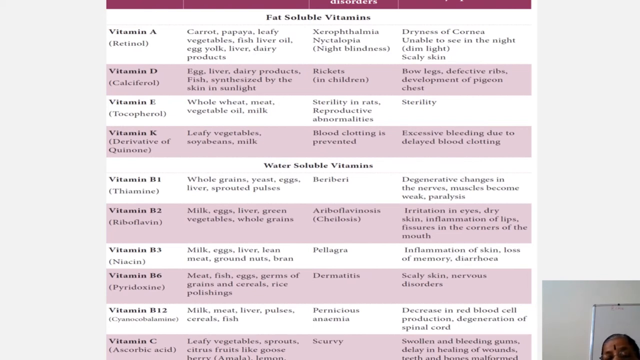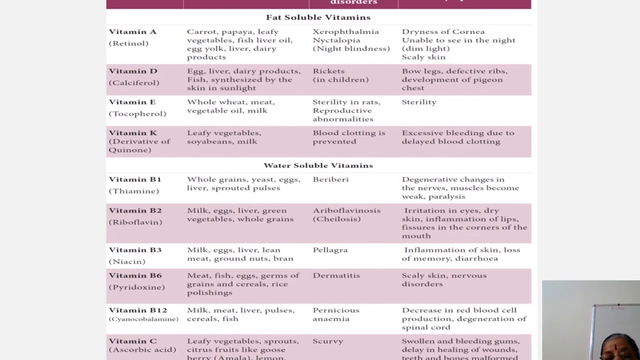That is vitamin B2 deficiency, also known as ariboflavinosis, also called cheilosis. It causes irritation in the eye, dry skin, inflammation of lips, and fissures in the corners of the mouth. Fissure means it is cracked open like this, we said, like a wound. That is fissures in the corners of the mouth. And vitamin B3, also called niacin, causing pellagra.